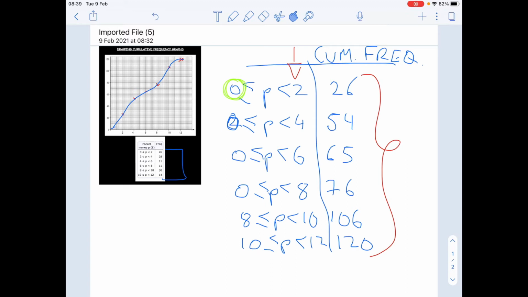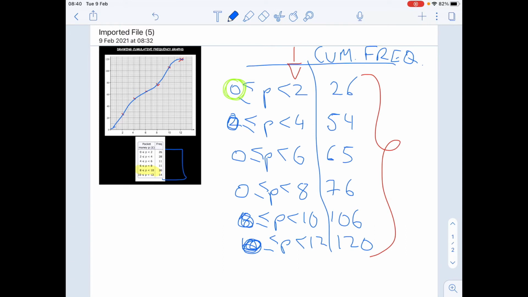The first thing they may ask you to find in the exam is which one is the modal class. So which is the modal class for pocket money? We can just look at the table, and we know that the most popular class is the 8 to 10, so you will write that down. The 8 to 10 is the modal class, because it's the one with the most people. Excellent.